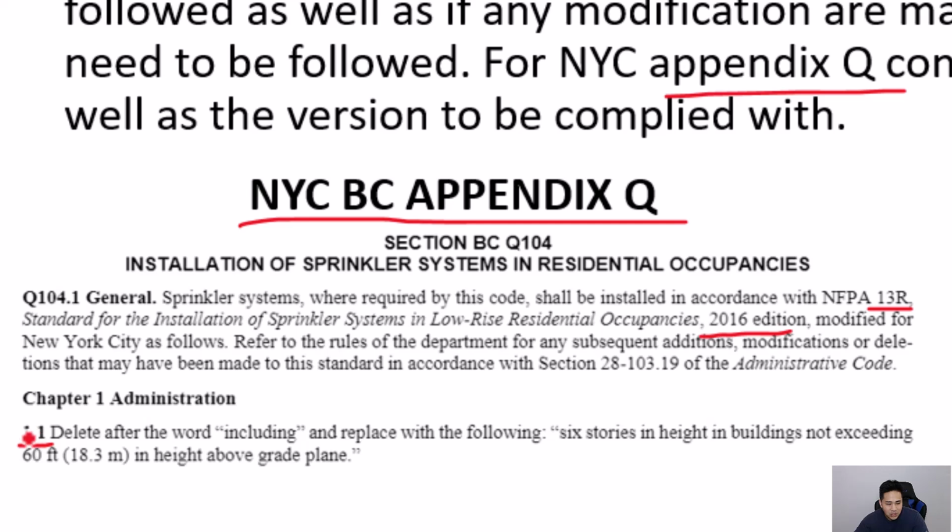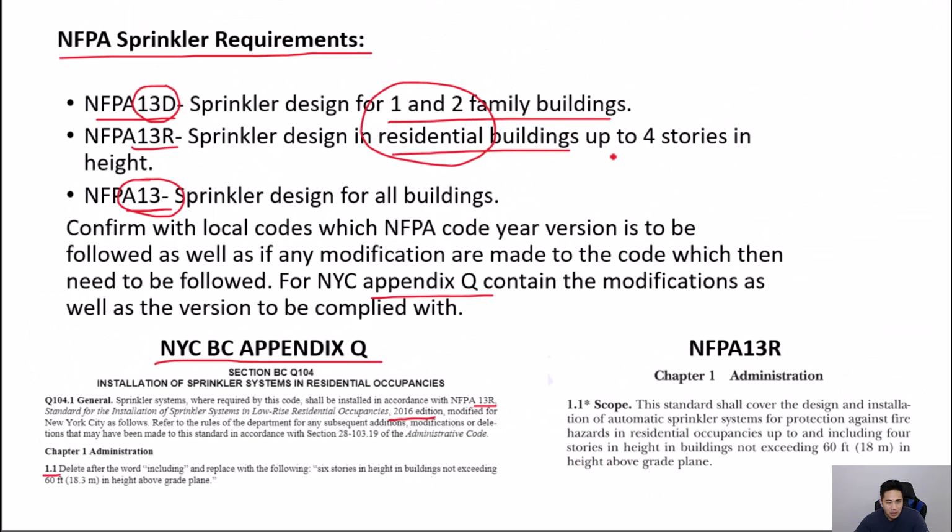So in this case, you'll see section 1.1 of the NFPA 13R was modified in this way here, and you can read it. So in this example, it's delete after the word including and replace with the following: 6 stories in height in buildings not exceeding 60 feet in height above grade plane. So that means that this code, NFPA 13R, which if you look up here is for 4 stories in height, the New York City revised that section to state not only 4 but 6 stories.